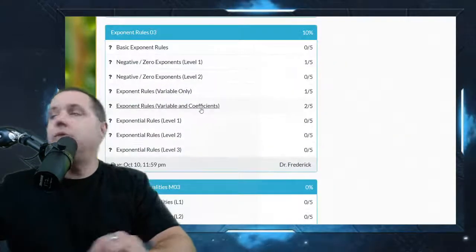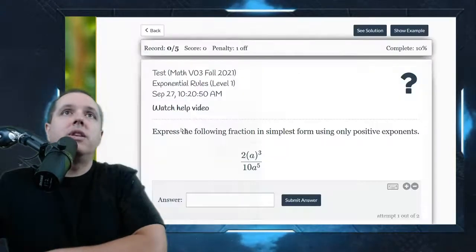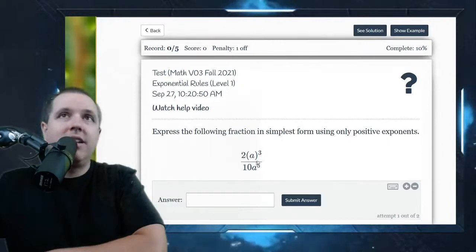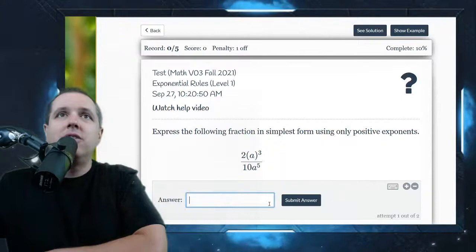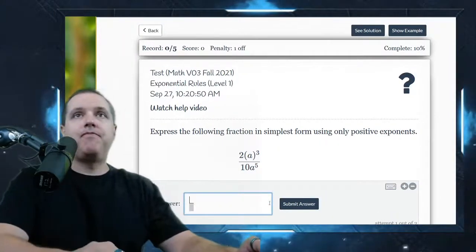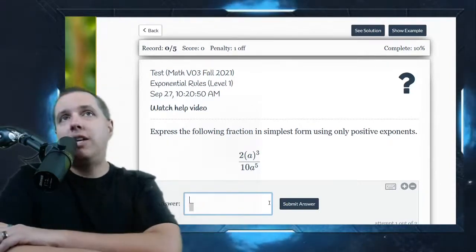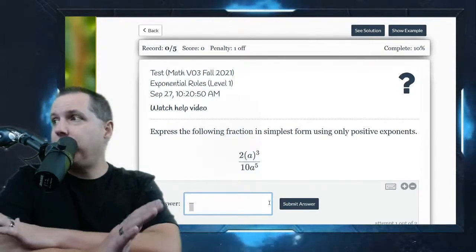Okay, I think hopefully you get the sense of how that works. Okay, so you've got some basic exponent rules. See how there's parentheses here, so you have to figure out, wait, is the 3 just applying to the a or is it applying to the 2? No, it's not applying to the 2, only what's in the parentheses, right? So this would be, well, we're going to get 2a cubed on top, 10a to the 5th on bottom. So just simplify piece by piece.